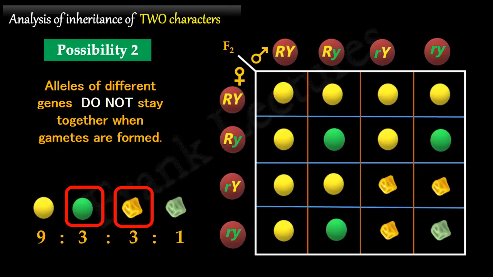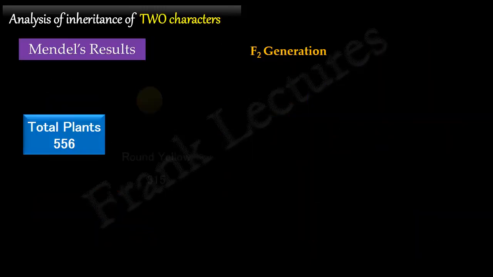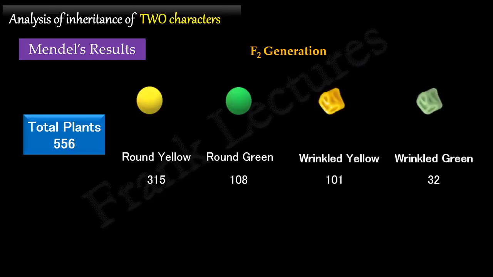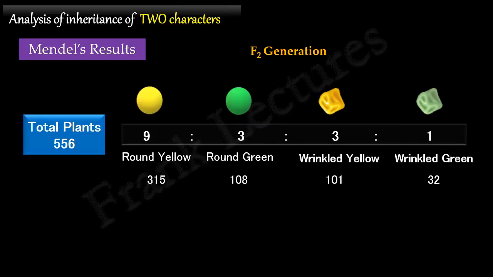Mendel obtained the same results in his dihybrid cross experiment. Among these, 315 were plants with round yellow seeds, 108 with round green seeds, 101 with wrinkled yellow seeds, and 32 with wrinkled green seeds. The ratio calculated is nearly 9:3:3:1. This explains that, for the inheritance of alleles for more than one character, the second possibility is true.